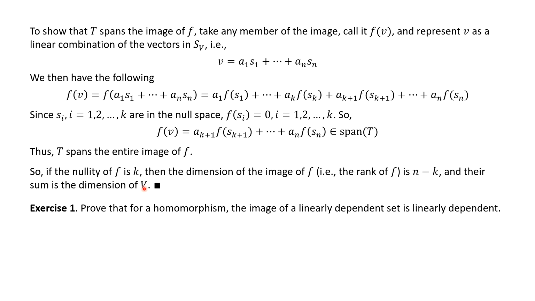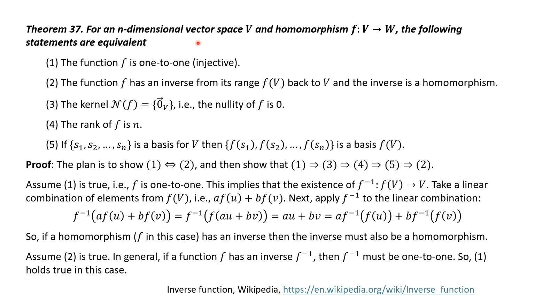And then I have an exercise for you. Prove that for a homomorphism, the image of a linearly dependent set is linearly dependent. The following theorem relates several concepts that we've been talking about. It has 5 parts, and they're all equivalent to each other. So we need to prove sort of a circular relationship amongst the different elements here. So let's have a look at it.